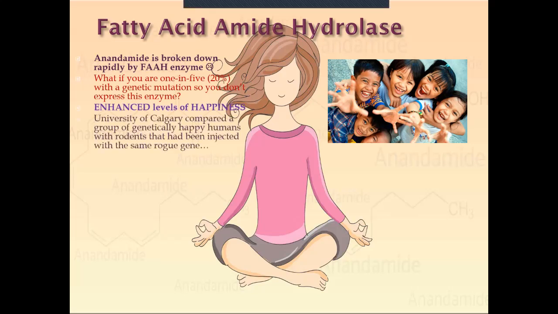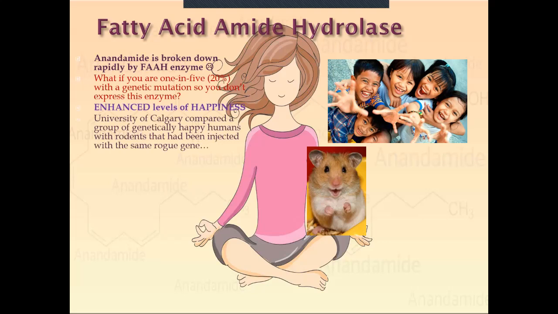So University of Calgary, remember you're supposed to find two fun studies that you can talk about and put into words that we can understand. So University of Calgary compared a group of genetically happy humans with rodents. And they injected these rodents, meaning the mice or the rats, I don't remember which, with the gene so it blocked the enzyme, and the rodents were really happy.